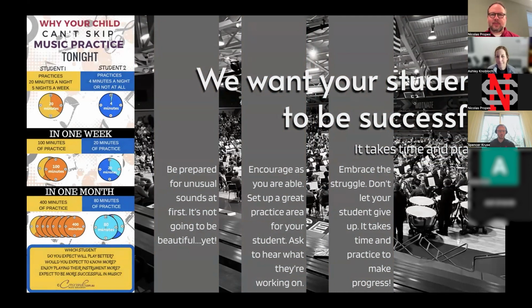So practice is very important for the kids. We do want our students to be practicing in the evenings outside of school regularly. You can see this chart here kind of gives you an idea of how much time a student will put into practicing, how that can really add up over time.